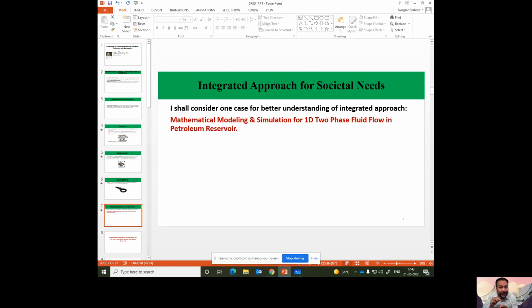Mathematical modeling and simulation for 1D, one-dimensional, two-phase flow in petroleum reservoir. Right? Mathematical modeling. What was the process of the mathematical modeling? The definition was that the process of developing a mathematical model is called mathematical modeling. What was the mathematical model?